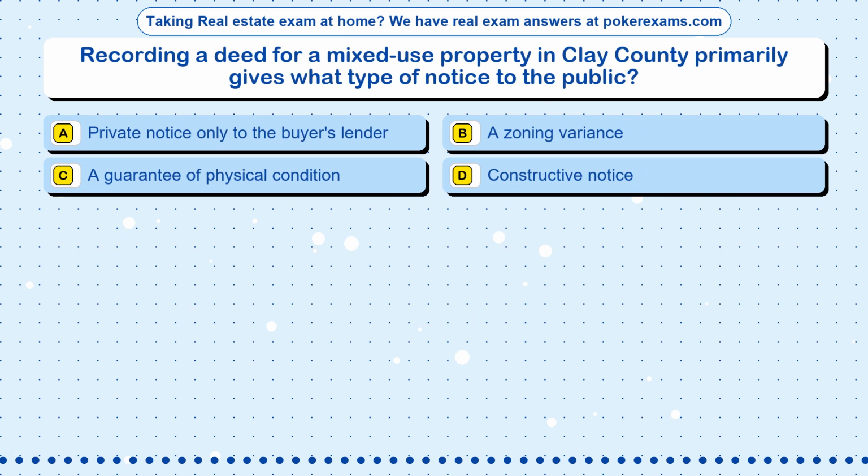Question 80. Recording a deed for a mixed-use property in Clay County primarily gives what type of notice to the public? Option A. Private notice only to the buyer's lender. Option B. A zoning variance. Option C. A guarantee of physical condition. Option D. Constructive notice.